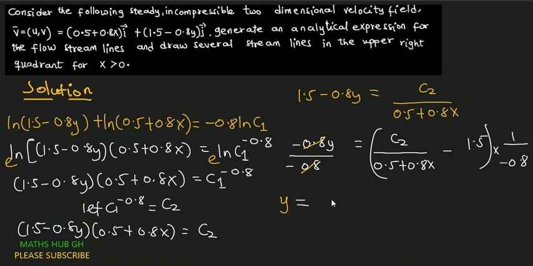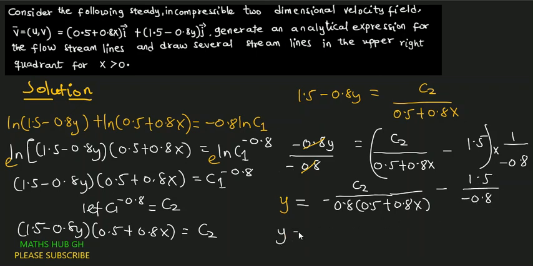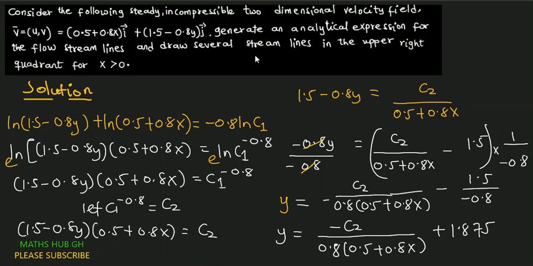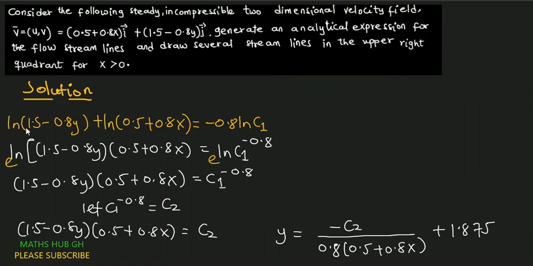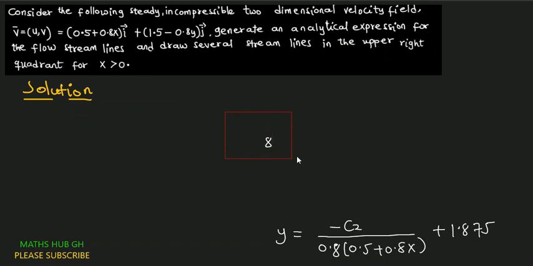So y will be equal to, on the right hand side, c2 divided by minus 0.8 multiplying 0.5 plus 0.8x, minus 1.5 divided by minus 0.8. I will write this as minus c2 divided by 0.8 multiplying 0.5 plus 0.8x, plus 1.5 divided by minus 0.8, which gives us 1.875. Let me free up some space. Okay, so let's continue.